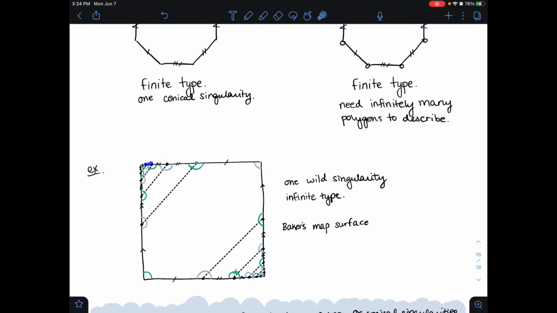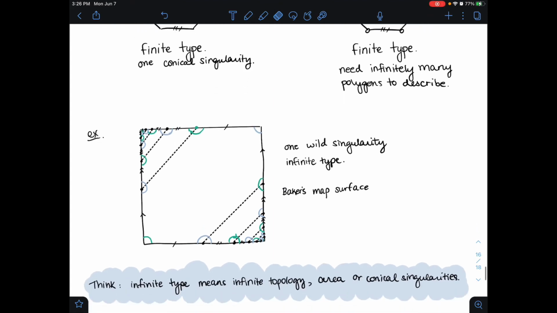But what's the distance between the two? Is it that? Is it that? Is it that? Oh, actually the distance is 0, right? We can find smaller and smaller paths between the two singularities. So what we have here is one wild singularity. The surface is of infinite type. You can see one handle here, and another handle here, and so on and so forth. And so its metric completion has infinite genus, it has the one wild singularity, and this is the Baker's map surface.